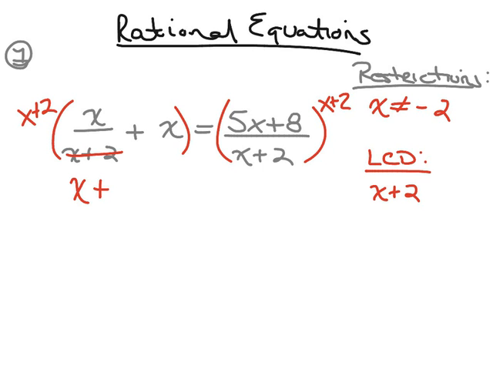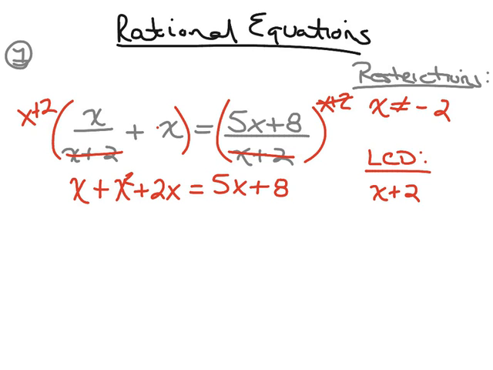Now I'm going to multiply x plus 2 times this x here. So that x plus 2 times that x, if I use a little distributive property, leads me to x squared plus 2x equals. Now I'm on the right hand side of the equation. Notice again how the x plus 2 cancels each other out, and I'm left with 5x plus 8. So I've got this equation here, x plus x squared plus 2x is equal to 5x plus 8.